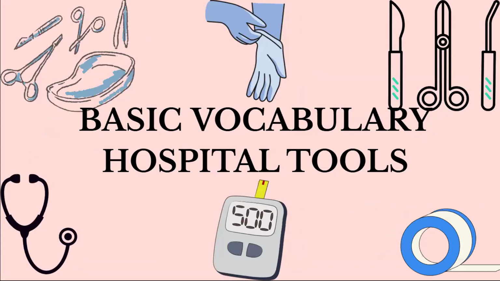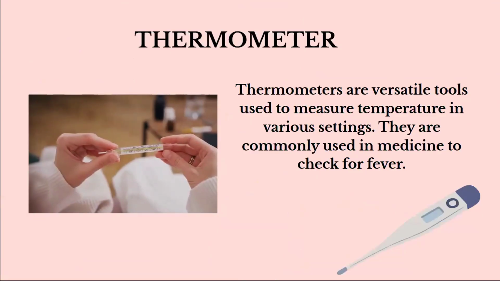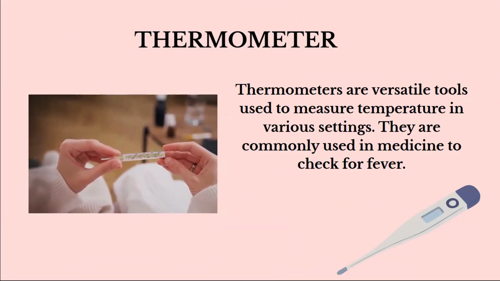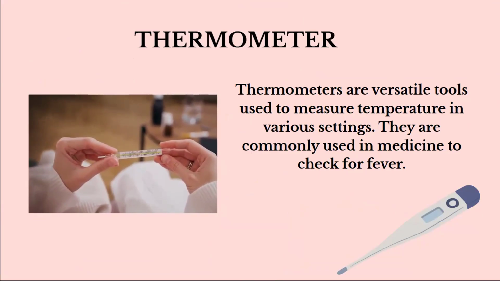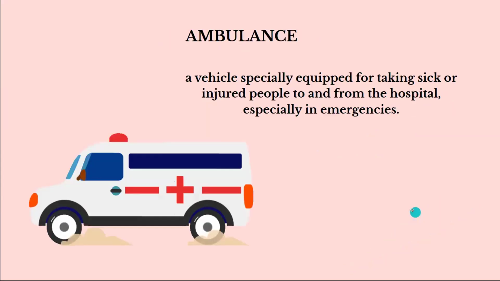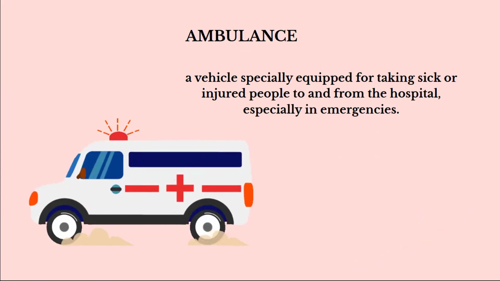So now we are going to learn the basic vocabulary of the hospital tools. First, we have a thermometer. This is a thermometer. Can you see that? Thermometers are versatile tools used to measure temperature in various settings, and they are commonly used in medicine to check for fever, right? Okay, next, the ambulance. This is an important vehicle we use when you need to transport a patient.